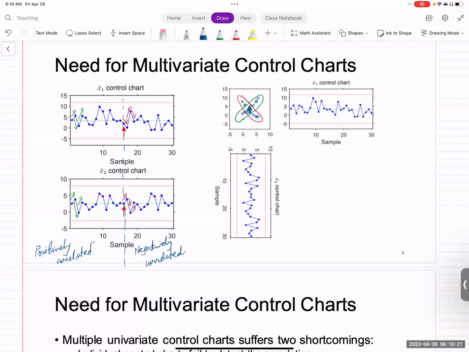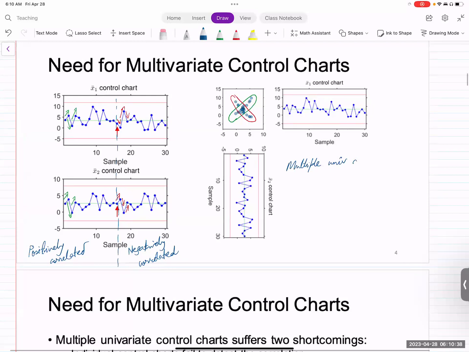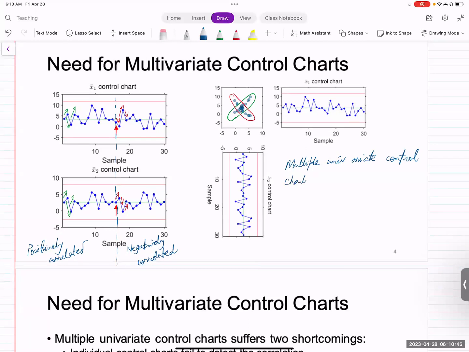So you see, there is a transition in the correlation structure of the data, but if you plot single univariate control charts, you're not able to capture that. So what I'm going to say here is that multiple univariate control charts do not capture the correlation behavior.